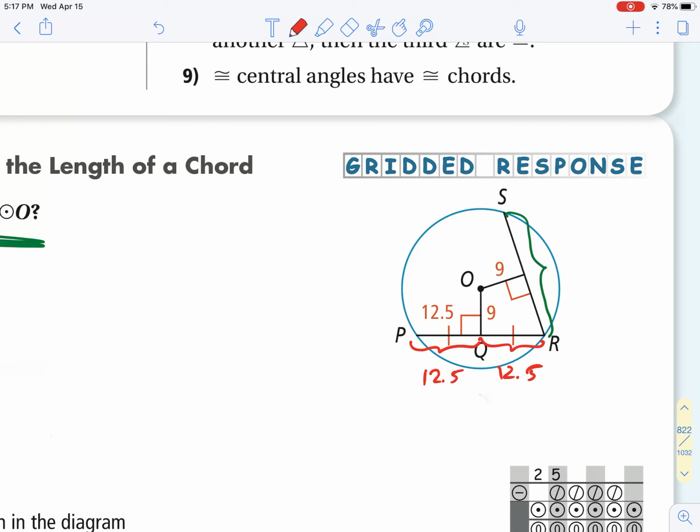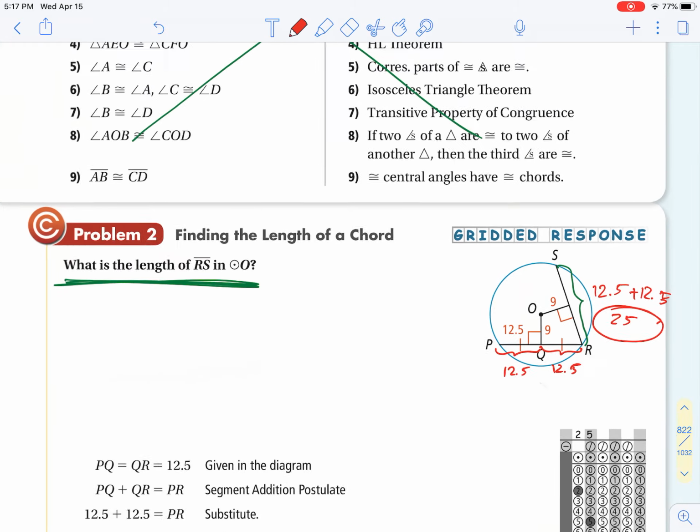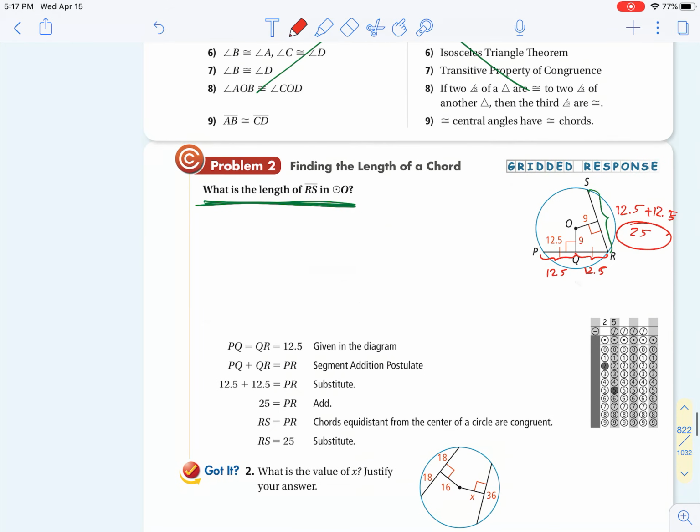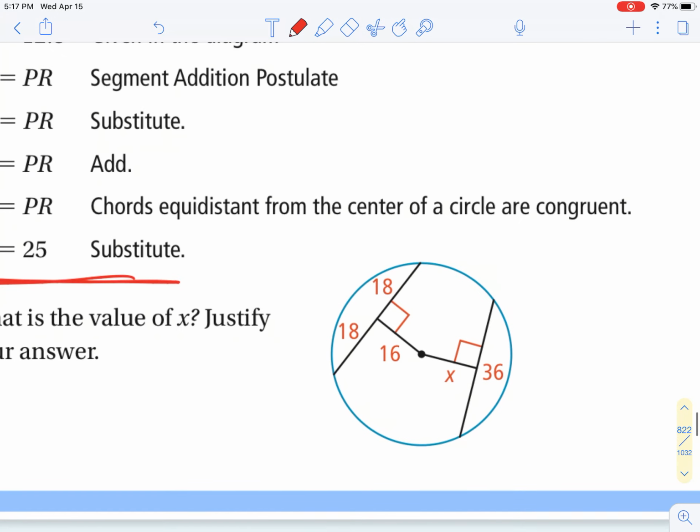Look how easy this is. Therefore, this is also going to be 12.5 plus 12.5, and that's 25 units, whatever that is. And yay, I have the answer here. I suppose we could do this one too, it's easy too.